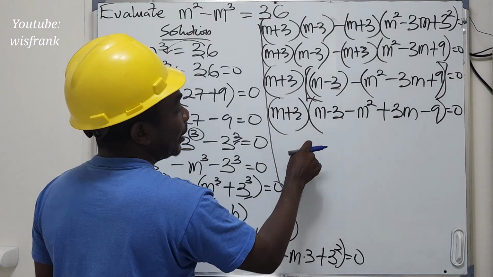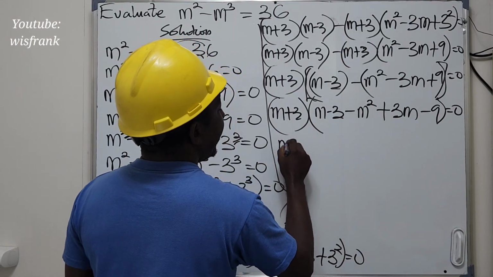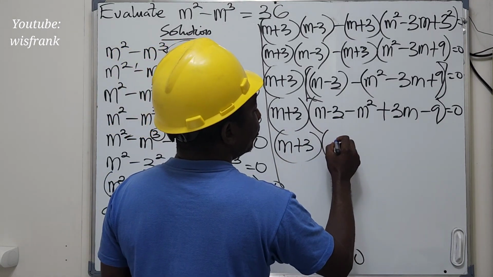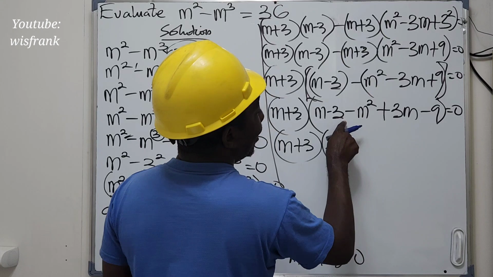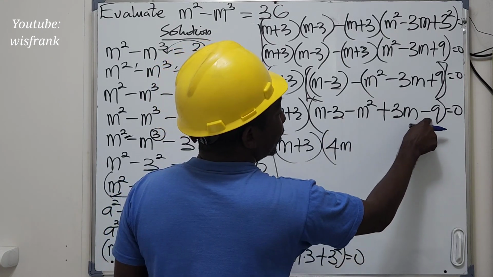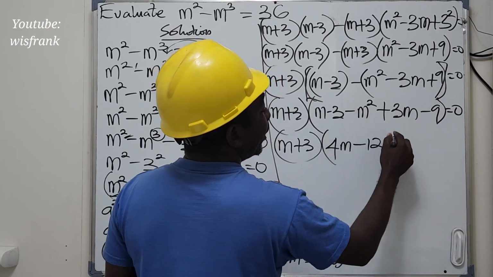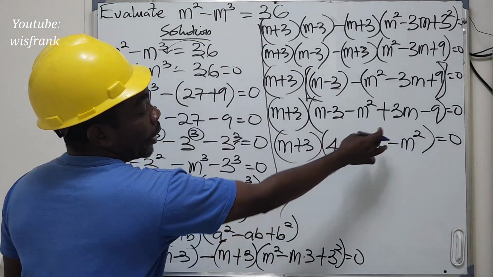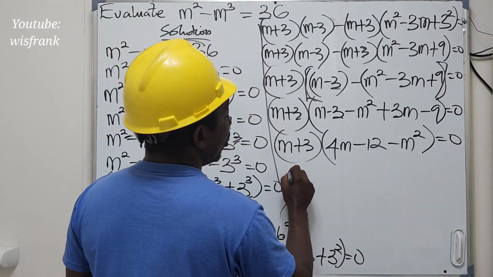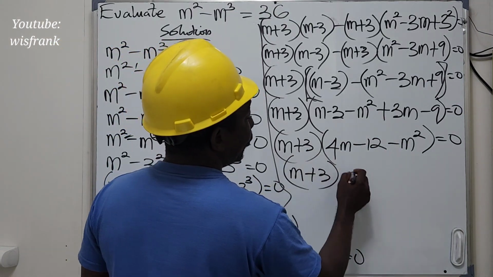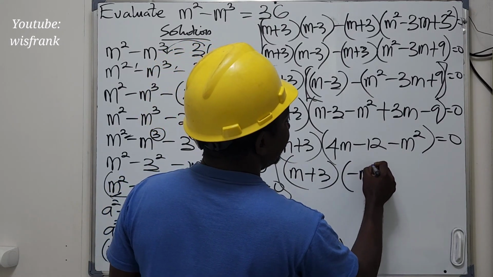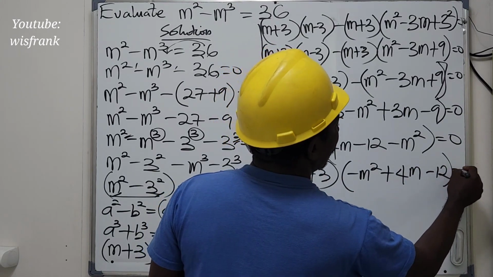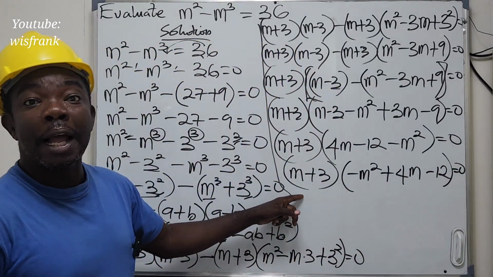So let us simplify this. This will become m plus 3 into, we have m plus 3m will become 4m. We have 3 minus 3 minus 9, we have minus 12. We have here minus m to the power of 2, all equals to 0. We can rearrange it because this is a quadratic equation. This will become m plus 3 into, taking this one first, we have minus m to the power of 2, then we have plus 4m minus 12, all equals to 0. So this is what we have as our new equation.